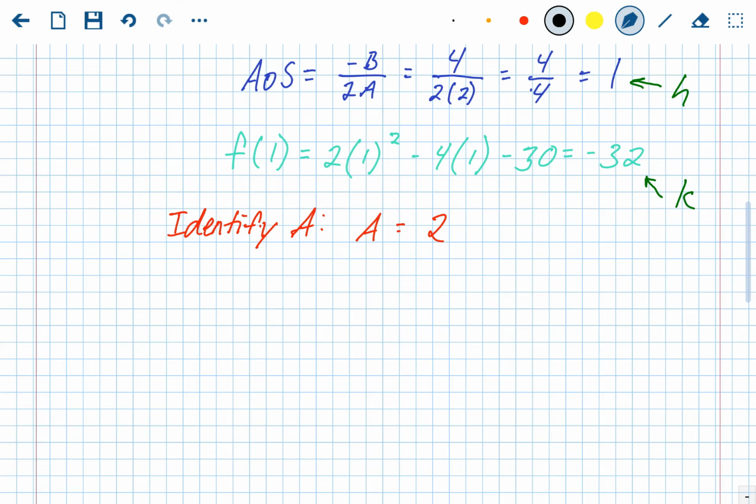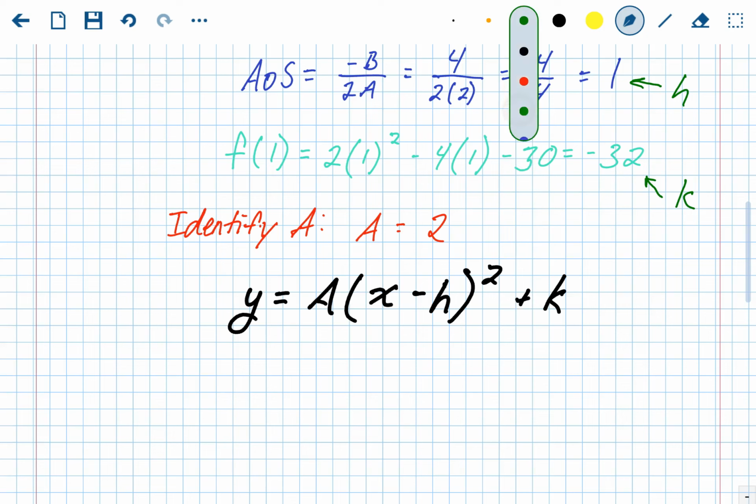Again, you're going to have to memorize all of these forms. Vertex form is a times x minus h squared plus k. Plug in the pieces that we know. We know a is 2. We know h is 1. So x minus h, x minus 1, squared plus k. K is negative 32, so it'd be plus negative 32, or just minus 32.